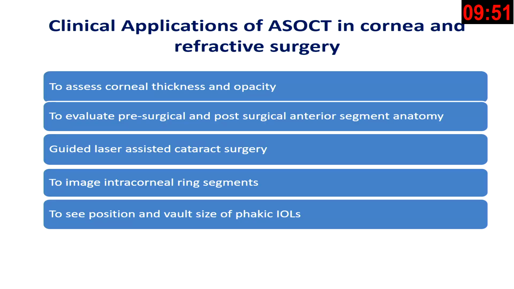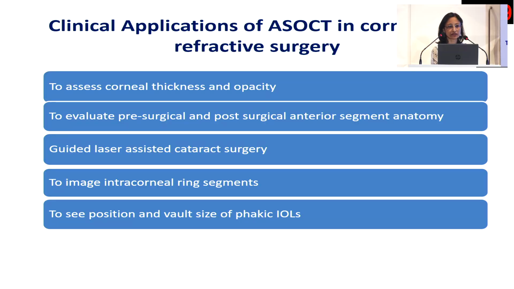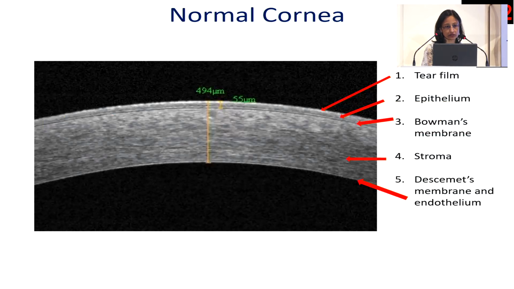So we use the AIOS-OCT to assess the corneal thickness and opacity, to evaluate the pre-surgical and post-surgical anterior segment anatomy, for guided laser-assisted cataract surgery, to image intracorneal ring segments, and to see the position and vault size of the phakic IOLs. And there are many more applications. I'll be showing few interesting cases also.